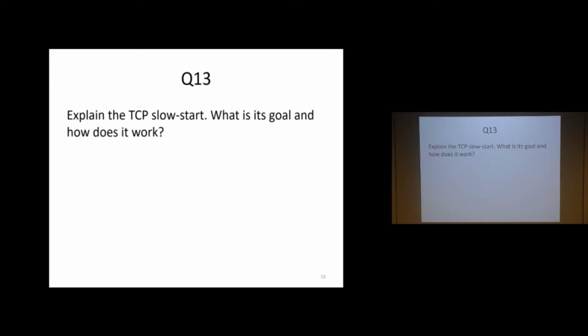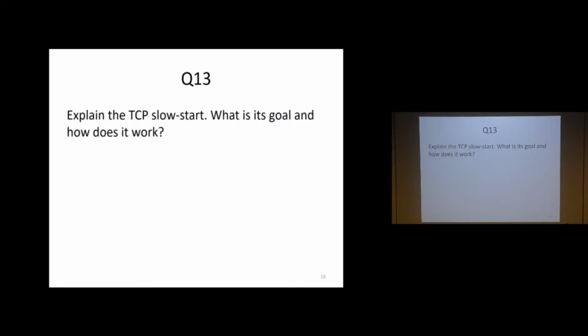Some of these questions are just about understanding TCP. This one asks about TCP slow start. What is its goal and how does it work? Maybe in the interest of time I'll say something, but I would really like you to go back and articulate it in your own words. So TCP slow start is a mechanism to learn the boundary of congestion very quickly by exponentially increasing the window size.